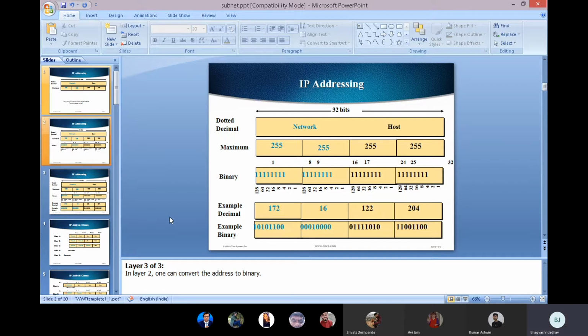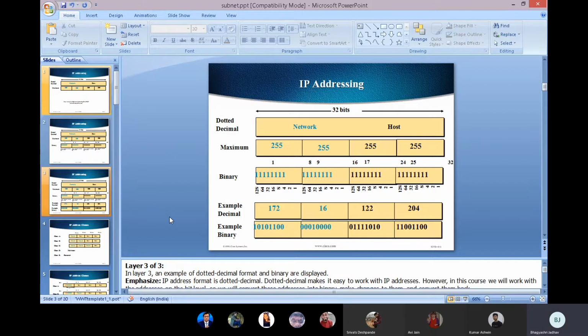For example, in decimal, if the number is 172, if the number is 16, if the number is 122, 204, this is an IP address. Then how do we show that number in binary format? 1, 2, 4, 8, 16, 32, 64, 128. For the numbers required we put 1, others are 0. If we calculate this, then 172 will come.